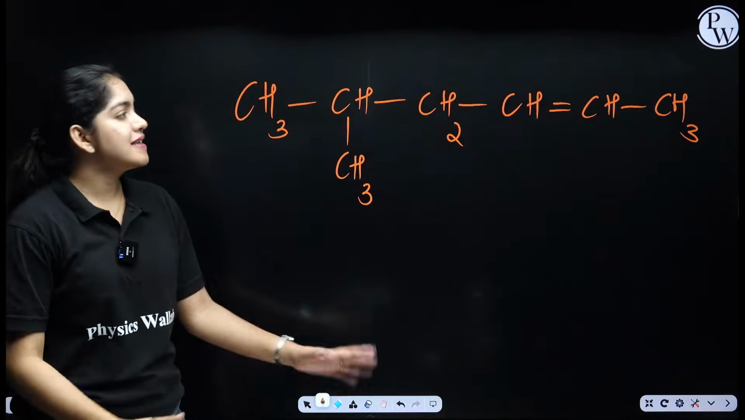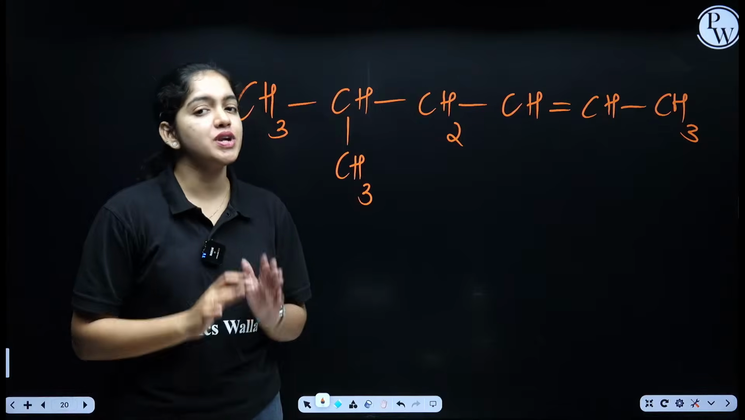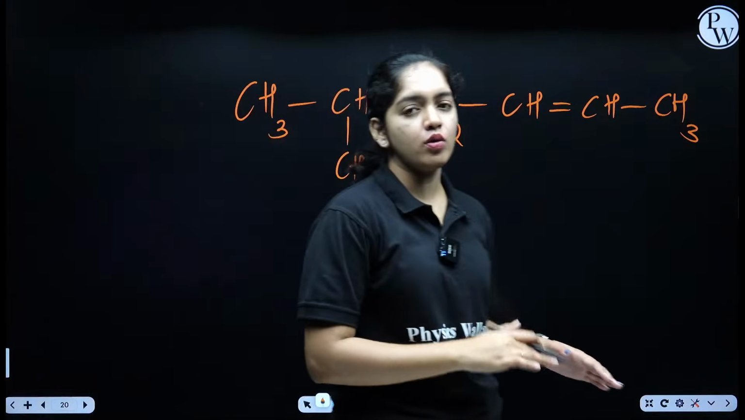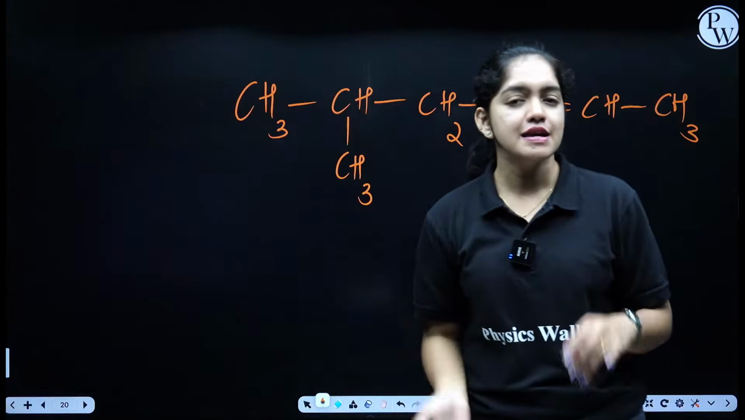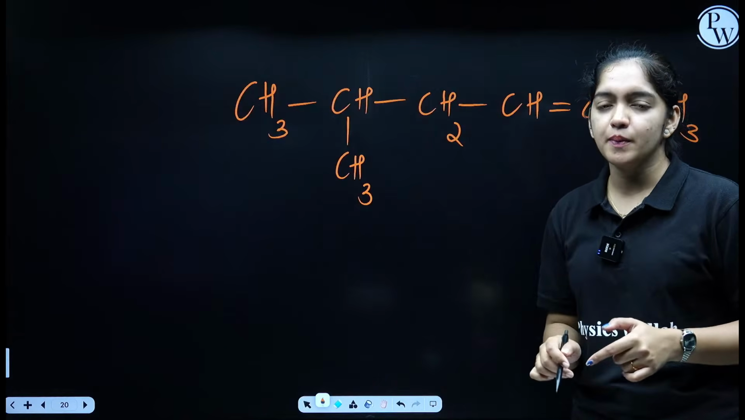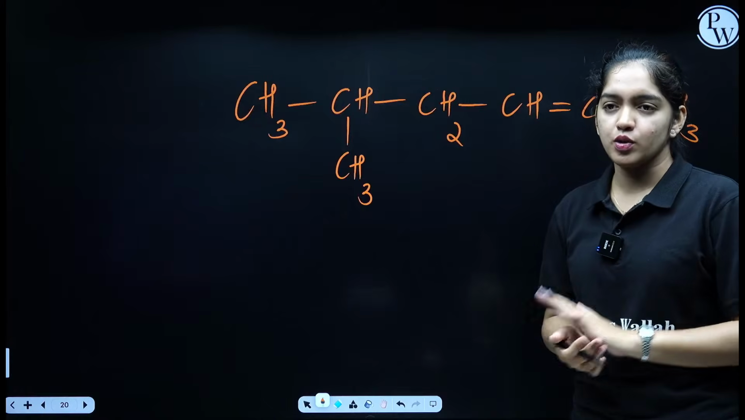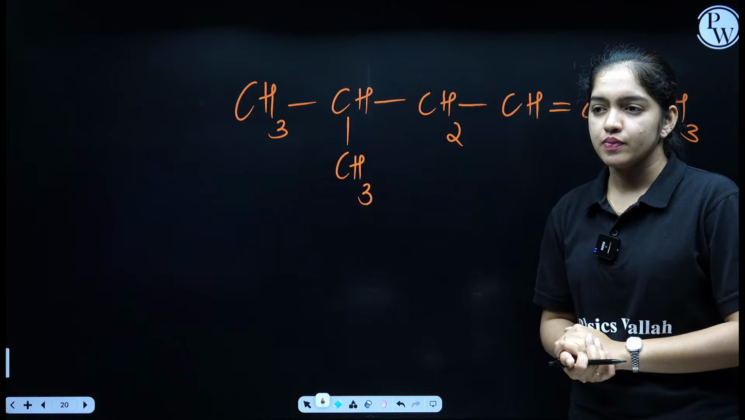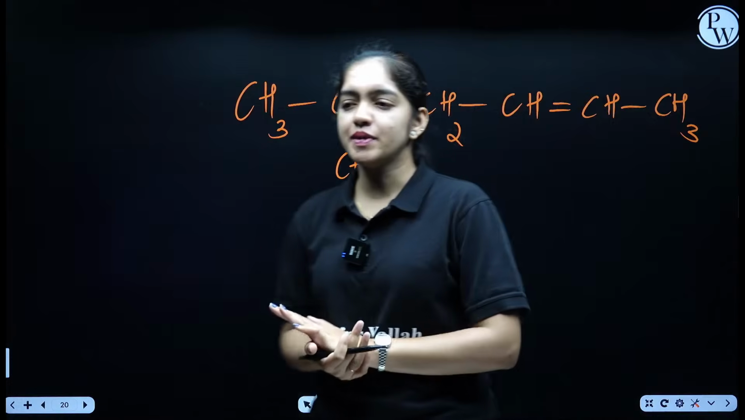Now, a branch is also present. First of all, we should identify the longest chain. Without the branch, just count in which manner we are getting the longest chain. Just take the longest chain, give numbers, and count the numbers for the branch that is getting the least one. Okay. So, what will be that?